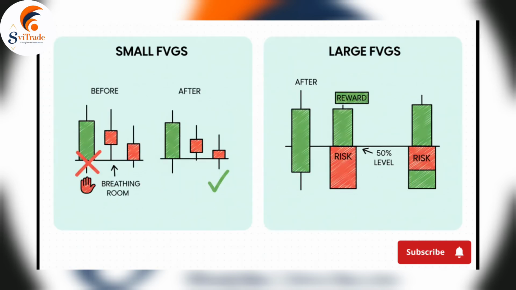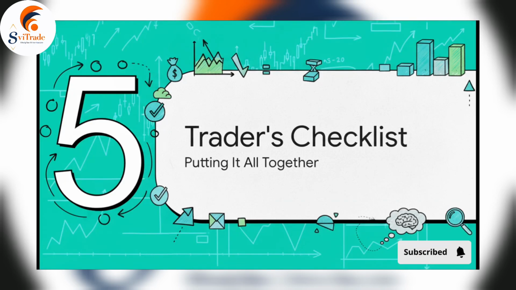Now, let's talk about a couple of real-world problems you're definitely going to run into. What happens if your entry FVG is super tiny? Well, don't just stick your stop loss right underneath it. That's asking for trouble. Give it some room to breathe below the actual market structure. On the flip side, what if the FVG is huge and your risk is just too big? Consider entering at the halfway point, the 50% mark of the FVG, to tighten up your stop and seriously improve your risk to reward.